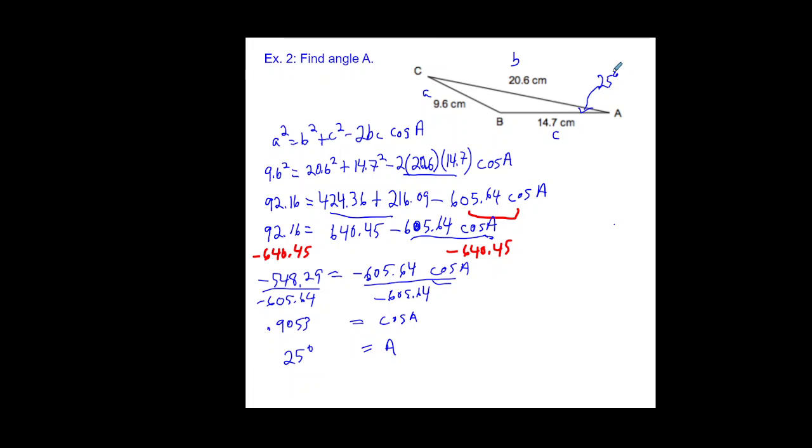So those are two examples on how to use the cosine law to figure out a missing side length or missing angle. Again, the key here is that it's not a right triangle and we don't have those corresponding angle and side length pairs that we need for the sine law.